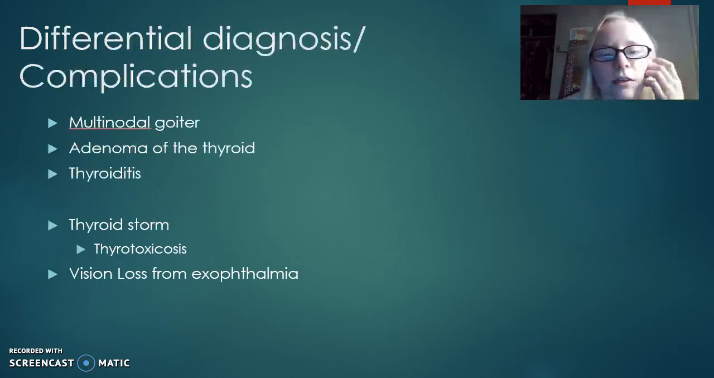Some of those differential diagnoses include multinodular goiter, thyroiditis, or an adenoma of the thyroid is another differential diagnosis. A couple of complications of Graves' disease include thyroid storm, which is thyrotoxicosis, and then vision loss is also possible from exophthalmos. Thank you.